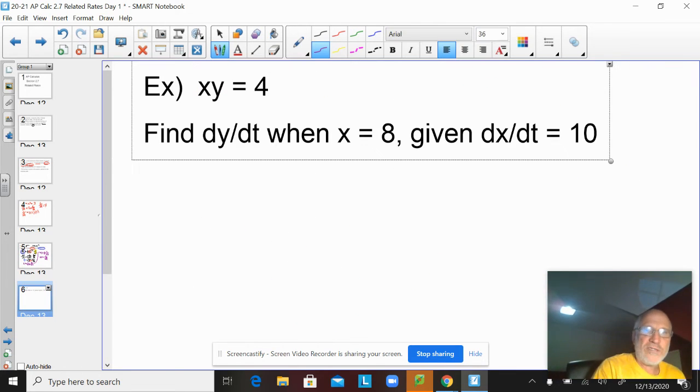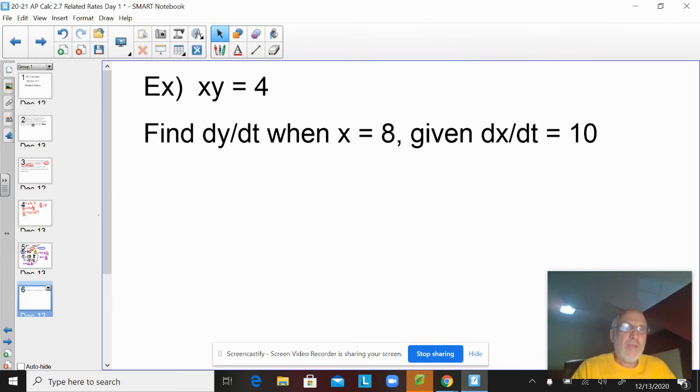Okay, one more example. That's all I've got. And this says xy equals 4. And it says find dy/dt when x equals 8, given dx/dt equals 10. So I'm taking the derivative of xy equals 4 with respect to time.